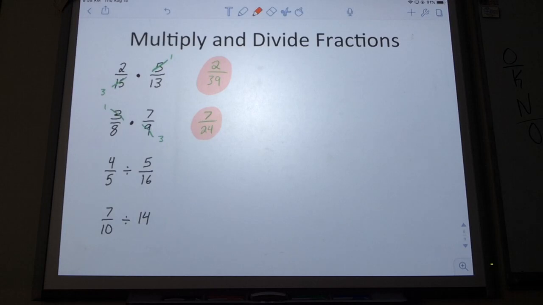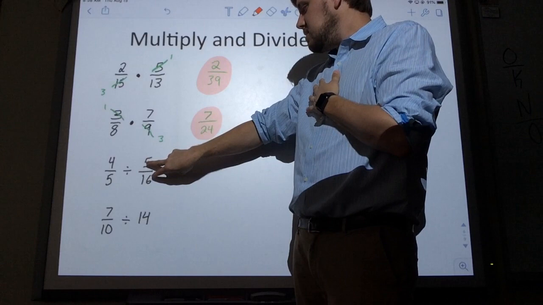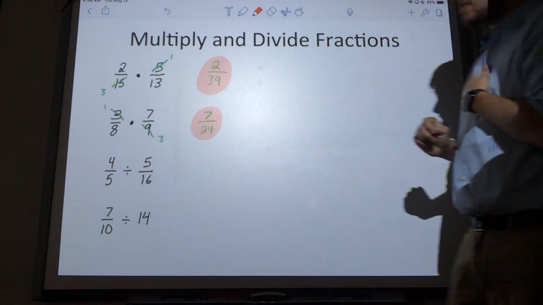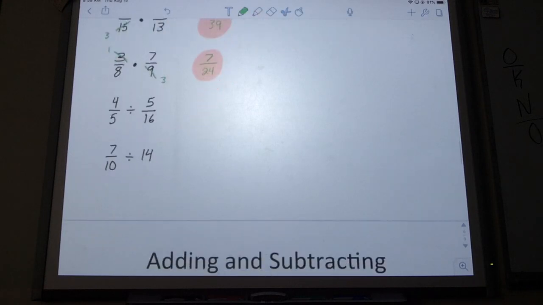Okay, this one says divide. Anybody remember the difference in division? You switch 5 over 16 to 16 over 5. That's where the word reciprocal comes in, right? You multiply by the reciprocal of the second fraction. You do not flip the first. Only flip the second one. So we're going to flip it, and then multiply just like before.